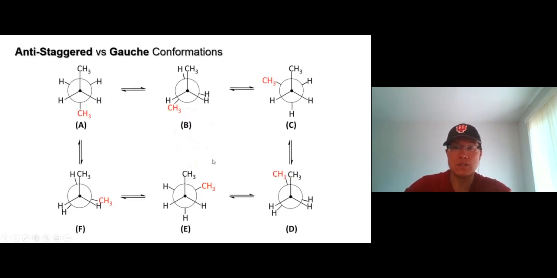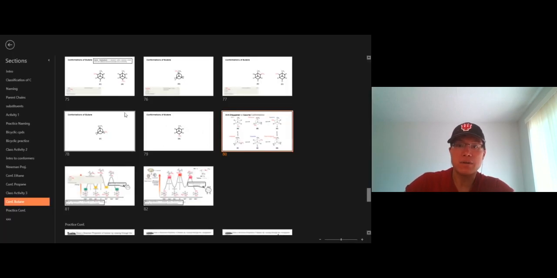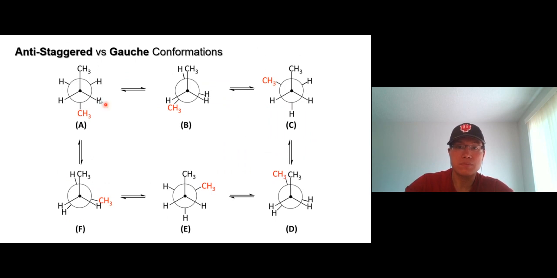There are 6 conformations total. Now, conformation A right here, I'm going to call an anti-staggered conformation, where the 2 methyl groups are far apart. Conformation B is an eclipsed conformation. Now C is also staggered, but it's less stable than the anti-staggered. This staggered conformation is called the gauche conformation.